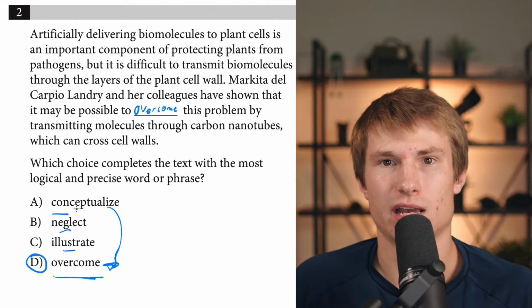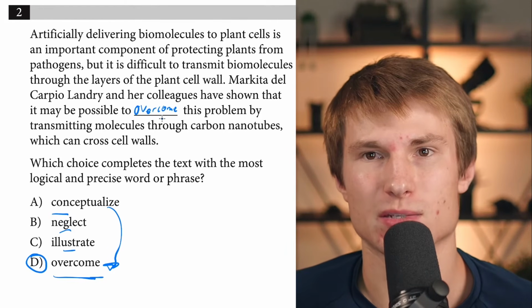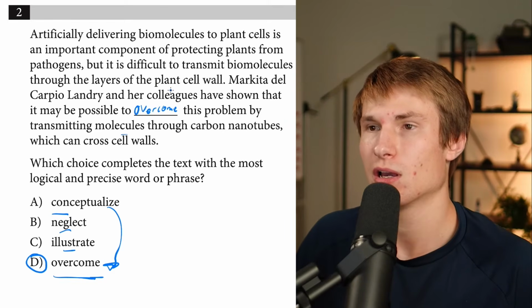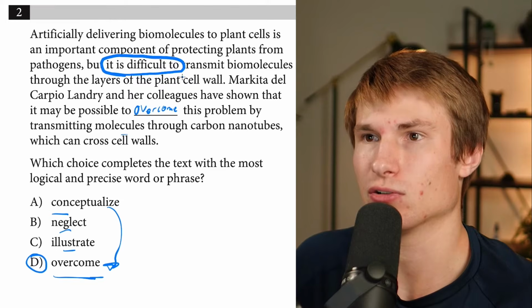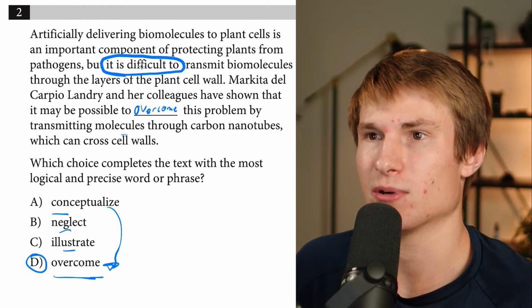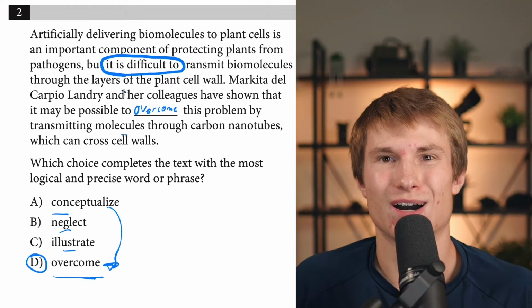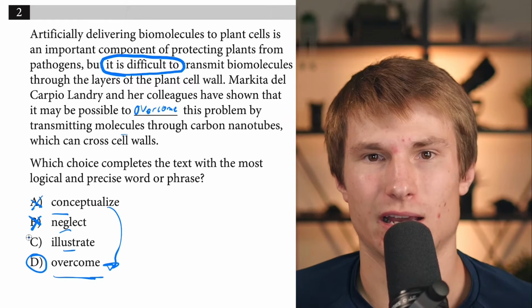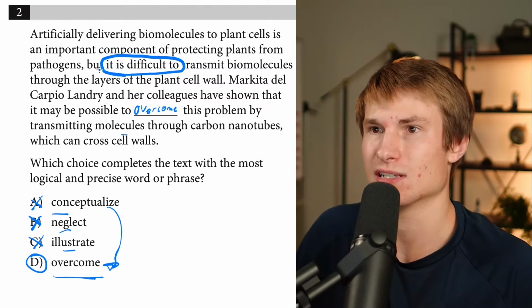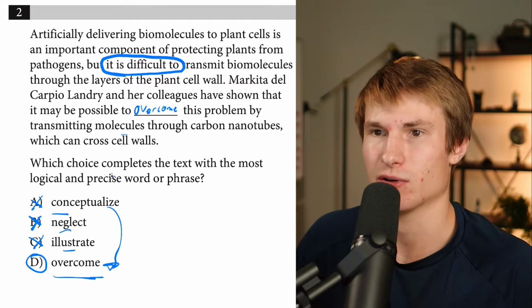Okay, we have option A, conceptualize. We wouldn't say that it may be possible to conceptualize this problem by transmitting molecules through carbon nanotubes. Okay, ultimately we're looking for a way to solve this problem, right? We state that it's difficult to transmit these biomolecules. Therefore, we need something that is stating that we can overcome that difficulty. Okay, we wouldn't be conceptualizing or neglecting anything. Okay, and we're not illustrating it. We are solving this difficulty. Okay, we are overcoming it. Okay, so our answer would have to be D.